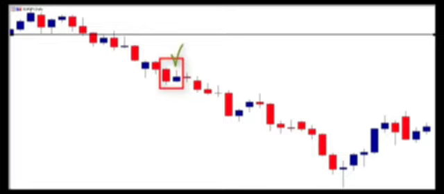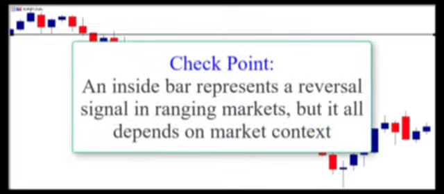Inside bars can represent reversal signals in ranging markets. But I'm not going to show you how you can trade it in different market conditions, because what matters now is to know the anatomy of the inside bar and the psychology behind its formation.